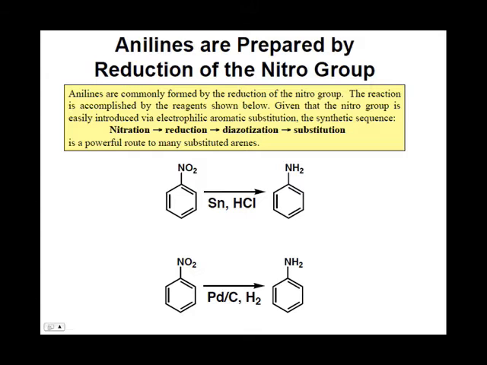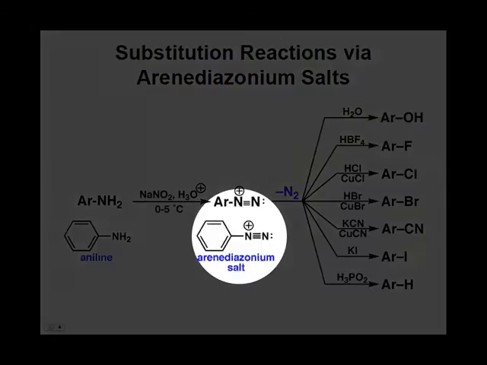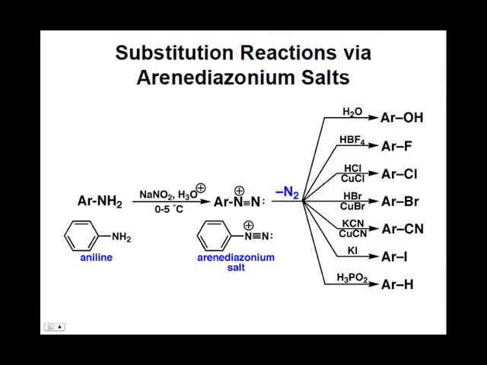Now that we have the aniline in hand, let's take a look at the synthetic utility this opens up for us. The aniline can be converted to the arenediazonium salt by treatment with sodium nitrite and an acid source, keeping the reaction temperature between 0 and 5 degrees Celsius. As you can see, the arenediazonium compound can provide access to many substituted benzenes. It's not important to memorize each reaction and set of reagents, but what is important is to understand the significance of the arenediazonium ion and recognize its synthetic usefulness.